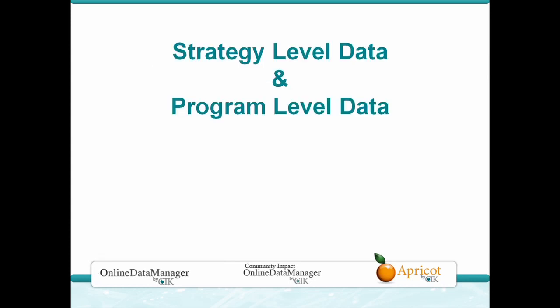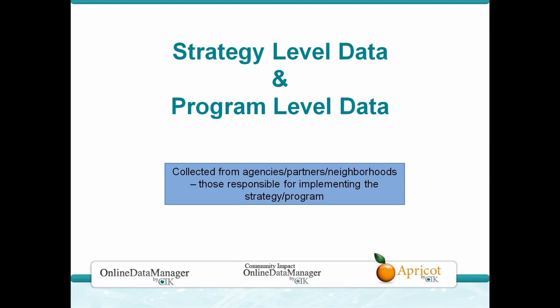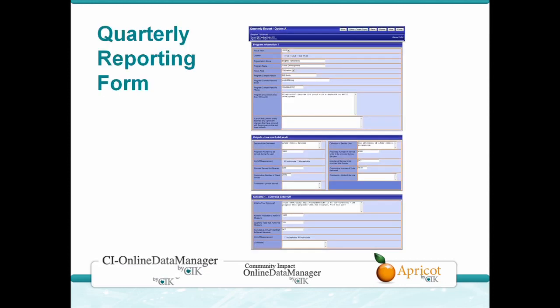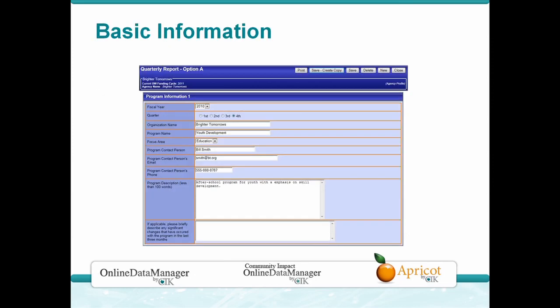So now here is the strategy level data and the program level data. And this is again collected from the agencies, partners, neighborhoods, those responsible for implementing the strategy or program. And here is a quarterly reporting form that we used in Tucson, actually, in the system, to collect that information on a quarterly basis from agencies. One of the nice and important things of using an online system, as I'll talk about a little later, is the ability to get quarterly or more recent data, real-time data.